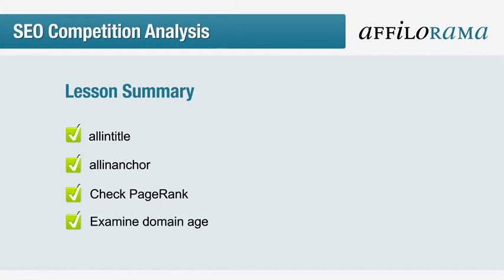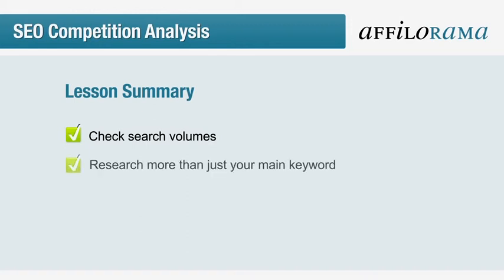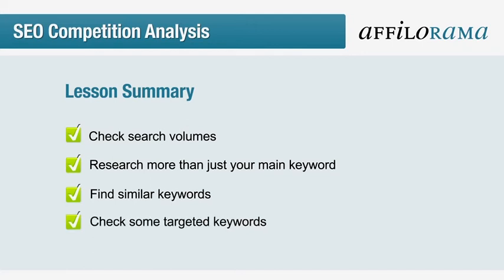Examine domain age. Use a WHOIS tool or similar to see just how old ranking domains are. Check search volumes. Don't forget, if a keyword seems too easy to rank for, it may be because no one is searching for it. Research more than just your main keyword. Don't let your main keyword be the make or break of your SEO campaign. Find similar keywords. You may find targeting similar keywords is easier than your main keyword while returning the same results. Check some targeted keywords. Using more specific or created targeting can not only improve your rankings, but even improve your conversions, since you can target customers who already know what they're looking for.